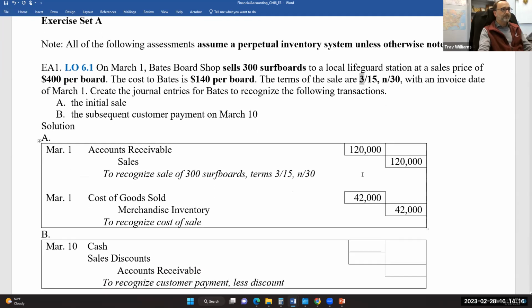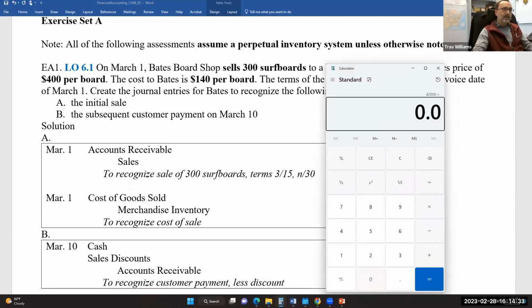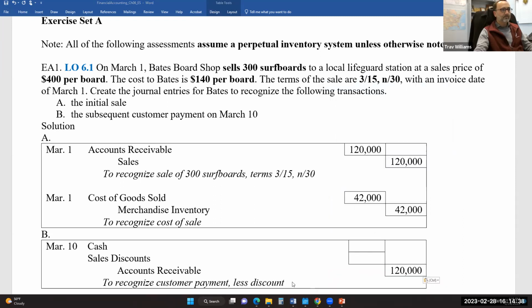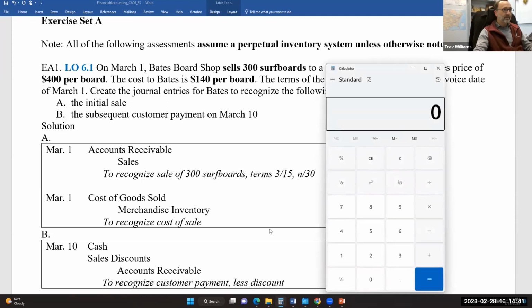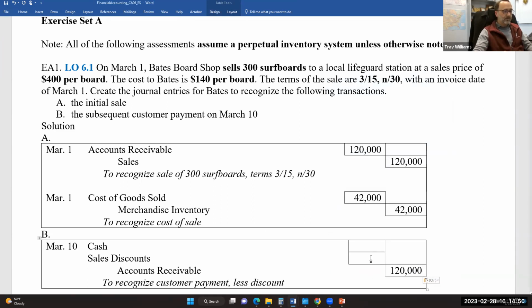So now what we do, remember that the customer needs to pay us $120,000, right? That's the amount we're expecting to receive. So they pay that off, but they get a 3% discount. So we take the accounts receivable amount times the 3%. The accounts receivable amount is 120,000 times 3%. There we go. So they got a $3,600 discount, right? The amount they owe times the percentage discount.